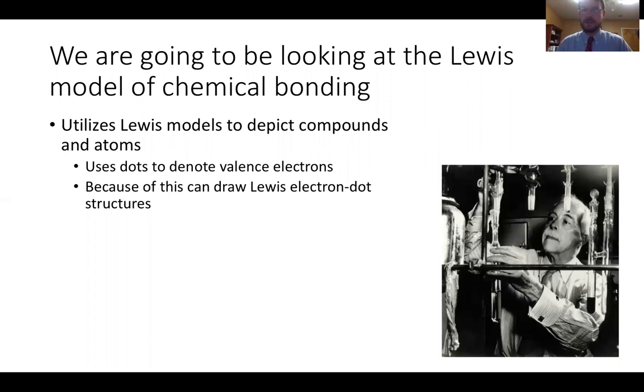What this utilizes is what's known as Lewis models to depict compounds and atoms, named after Lewis. Like we said in lab, we will be talking about Lewis acids and bases, and we'll see that his model is really the basis for that. We're going to use dots to denote valence electrons. Remember, valence electrons are those non-core electrons on the outside that are available to do chemistry with. And then we're going to be able to draw what's known as a Lewis electron-dot structure.